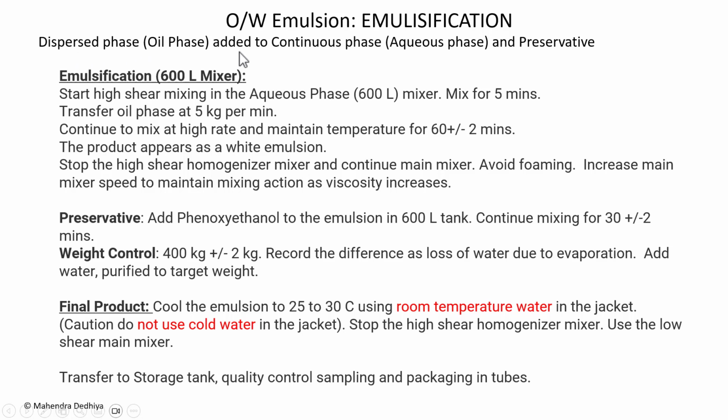Emulsification. The oil phase is added to the continuous phase. In the main 600 liter tank, which contains the aqueous phase, start the high shear mixer. Transfer oil phase at about 5 kilos per minute. Continue to mix at high rate.